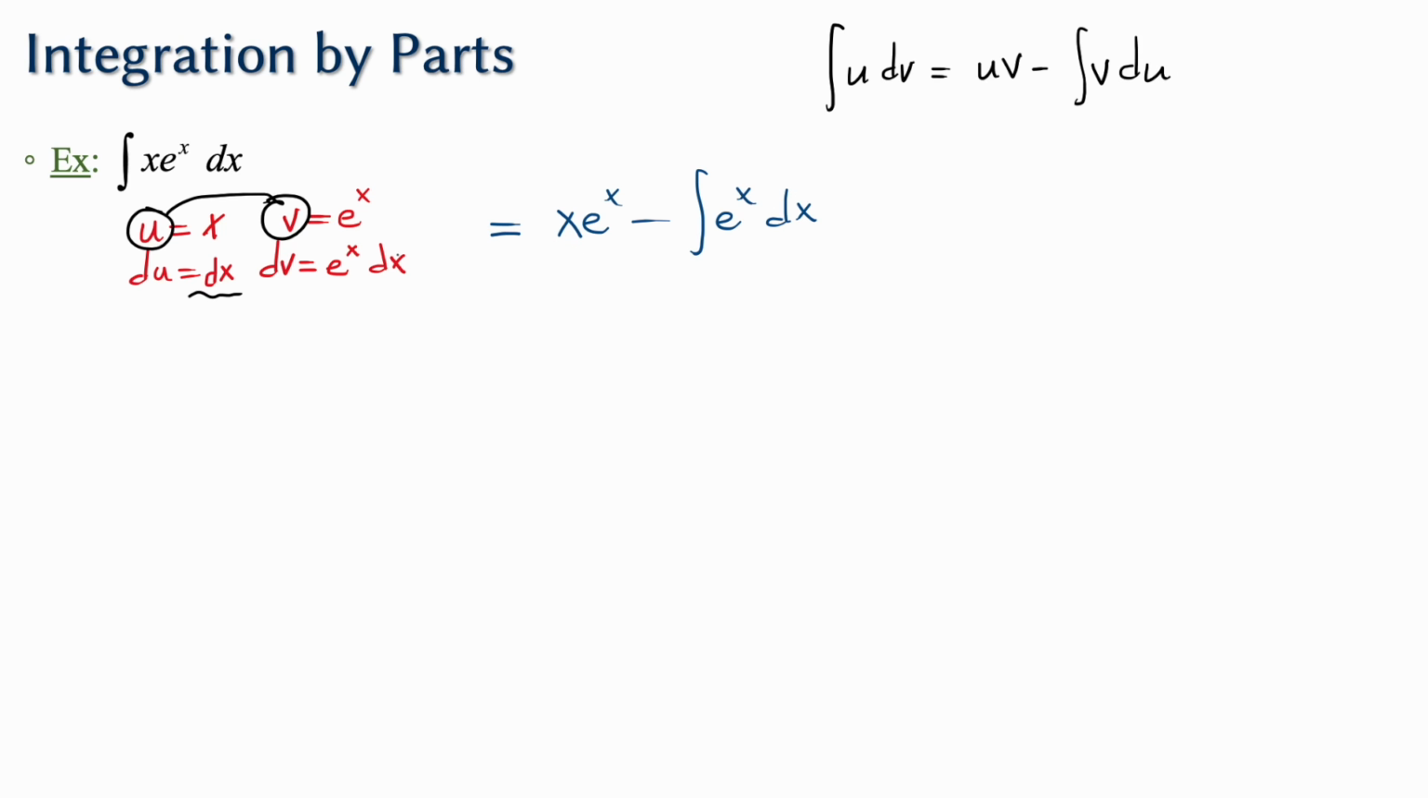So if we go ahead and work this out, this part obviously is just going to be x times e to the x. The antiderivative of e to the x again will just be that. And here is where you have your plus c.